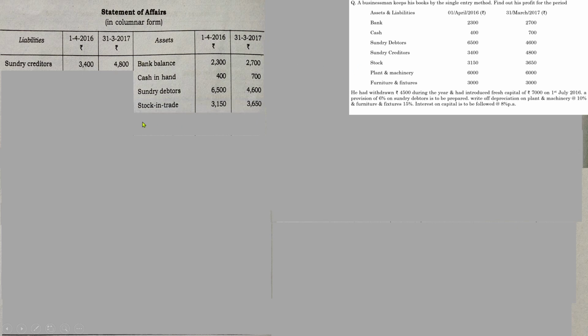After that, stock 3150 and 3650. And finally, plant and machinery 6000, 6000, the same. Again one more item, furniture and fixtures 3000, 3000. So during the period there was no addition with regard to plant and machinery and furniture and fixtures. Why are we preparing the statement of affairs? In order to identify opening capital and closing capital.